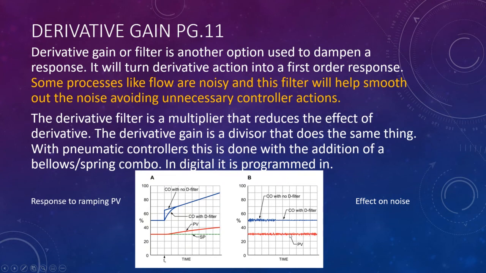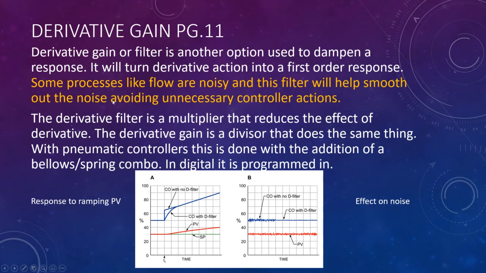It's a relatively good line at 30%, but it's going up and down and up and down. Well, every time it makes a direction change, derivative comes into play because it acts on rate of change. And that causes problems, right? Our process variable does this, our controller will also do this. So that can be problematic. That causes the valve to cycle a lot. So the thing that we can do to deal with the effect of the derivative gain here is to have a derivative filter.